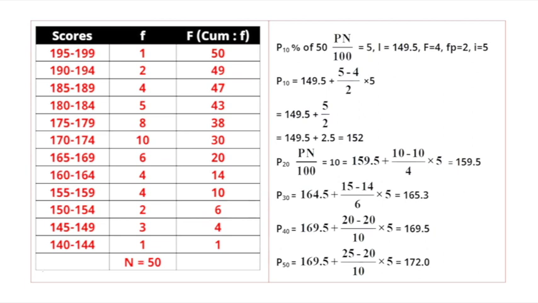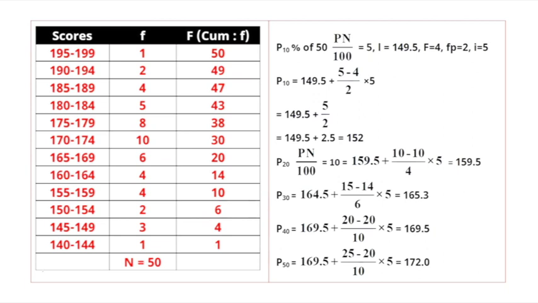Now, our 10th percentile value is 5. So, 4, then 1, 4, 6. That means 5 to 6 is coming in the class interval 150 to 154. So, we have located the class interval in which the 10th percentile will lie.